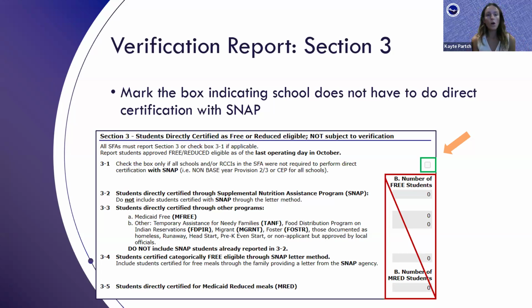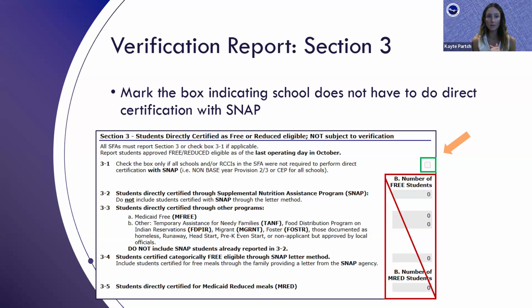But if your district operates CEP in all of its buildings and all of its enrolled students get no cost meals through CEP, you're not required to do direct certification for the school nutrition program. Mark the box 3-1, and then all of the boxes in letter B are going to get grayed out, so you don't need to fill those in.